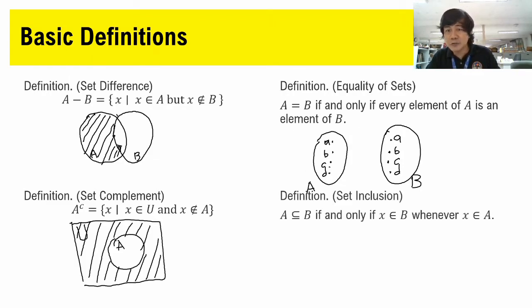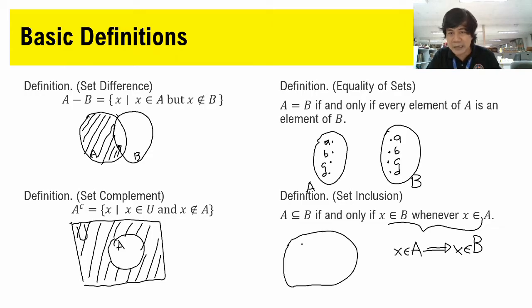Now, how about set inclusion? How will you say that A is a subset of B? As long as logically you can describe it this way, that if X is in A, therefore X must be in B. So therefore, we can somehow describe it as follows. So if your set B is here, everything in A must be in B.